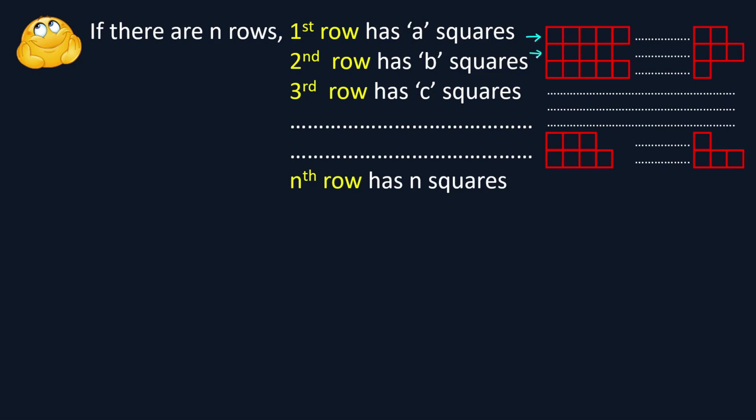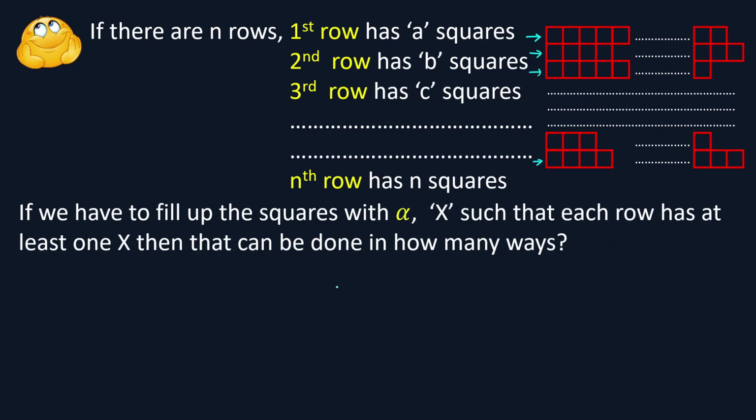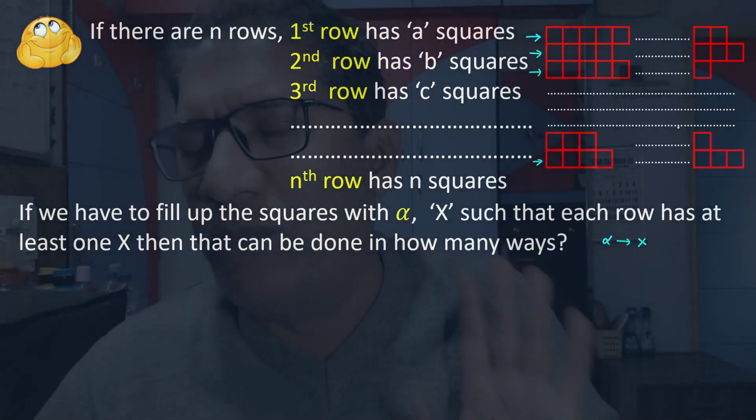This is our second row which is having b squares, and so on. This is the nth row which is having n squares. Now the question is, if we have to fill up those squares with alpha x, meaning we have alpha number of x, which has to be filled in these squares in such a way that at least one x is there in every row. In how many different ways can we do that?